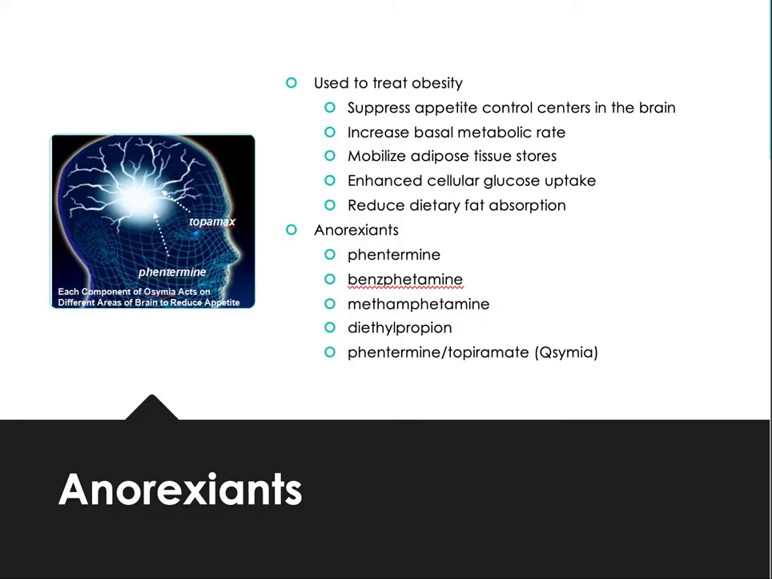All right, another type that we're going to talk about are the anorexiants, and these are used to treat obesity. They actually suppress the appetite control centers in the brain, and then they increase your basal metabolic rate, so you're burning more calories when you're still at rest. It mobilizes your fatty tissue, so that you can get rid of it. It enhances cellular glucose uptake. And it helps you to not absorb as much dietary fat.